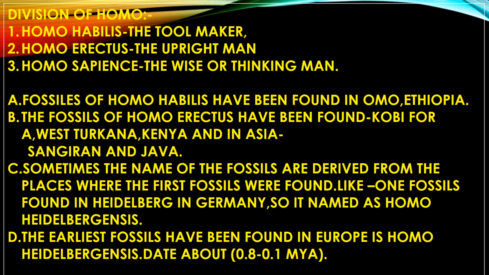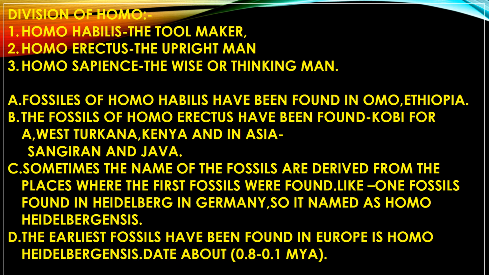That means upright men. That means they could move freely, straight, and after many lakhs of years, their brains and their genes developed also. Then finally, the wise man or the thinking man, we can see in this arena. That is the Homo sapiens, the scientific name of us. Got it? So, fossils of the Homo habilis we have found in Omo, Ethiopia.